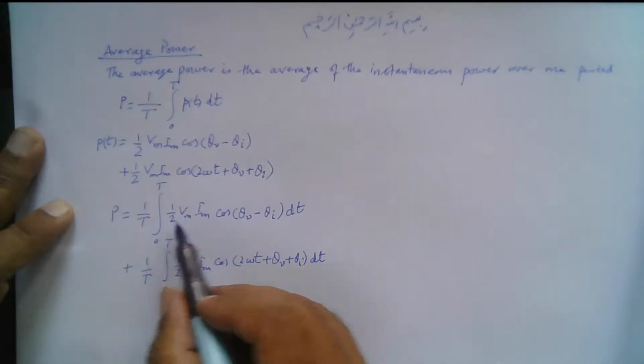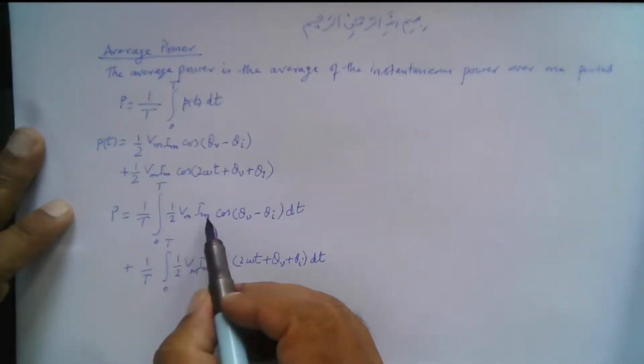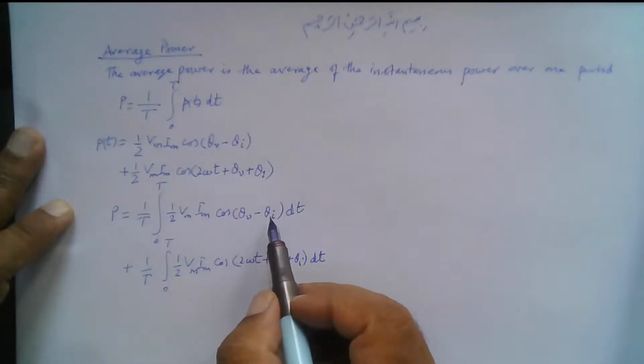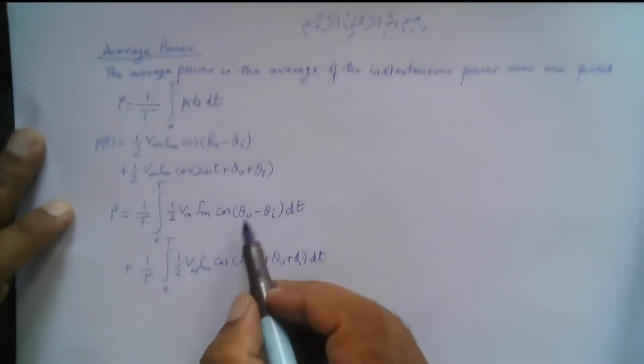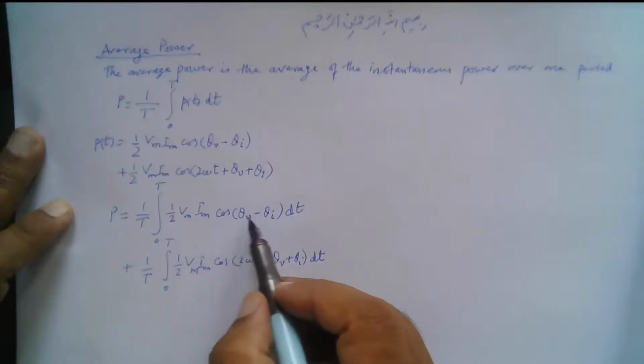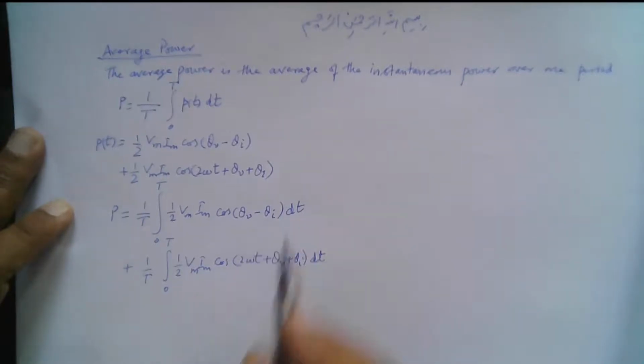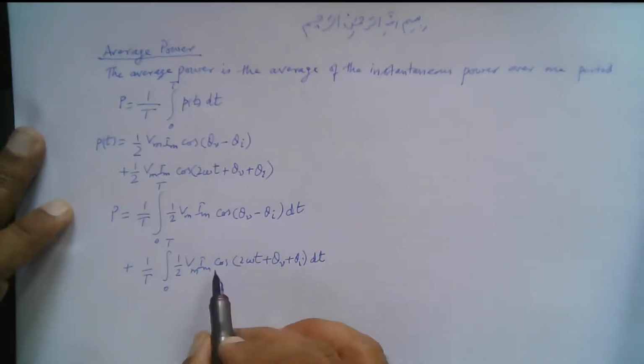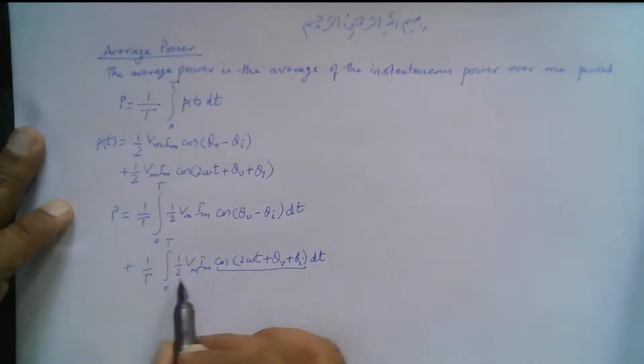So this term here is constant, right? Vm is constant, Im is constant, so theta v minus theta I are also constant terms because these are the phase angles. So cos theta v minus theta I is constant, but this term involves the instantaneous terms and this term is constant.